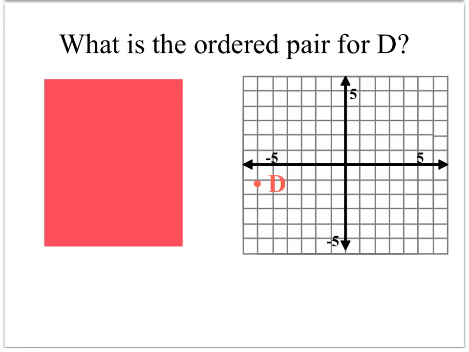One more time, one last practice. What is the ordered pair for point D? Right there. The ordered pair for point D would be (-6, -1).